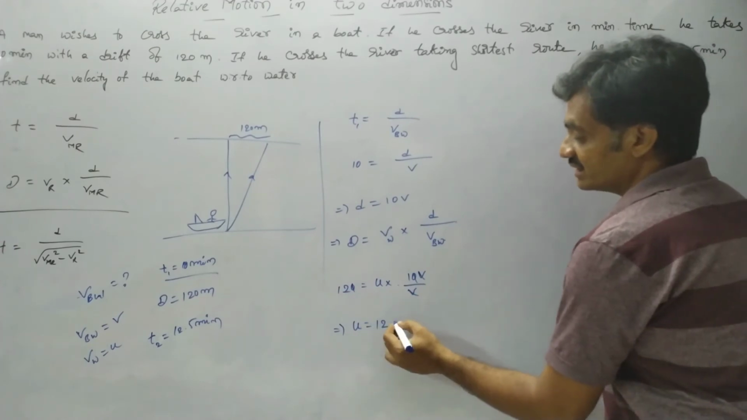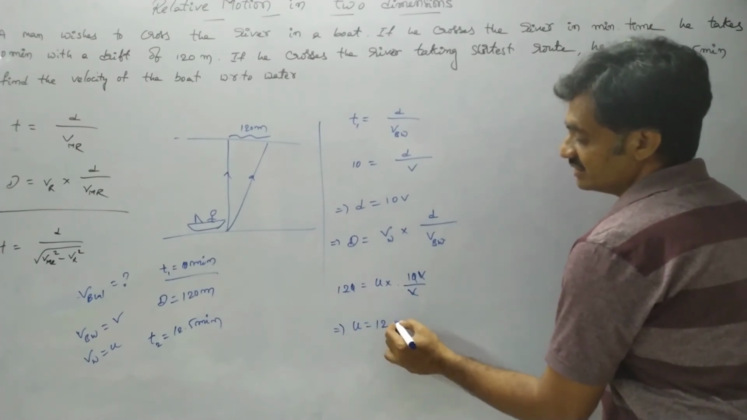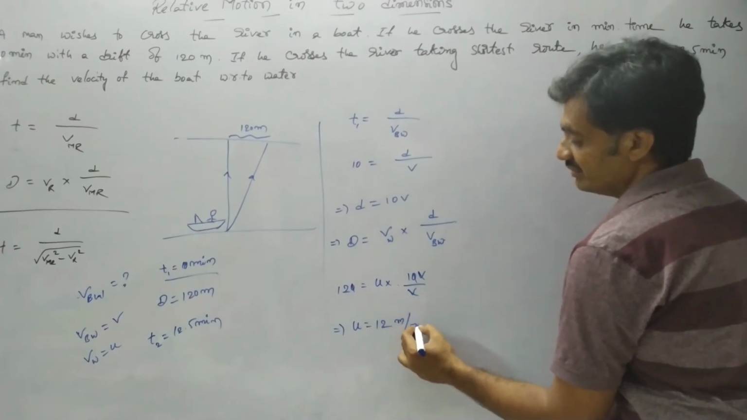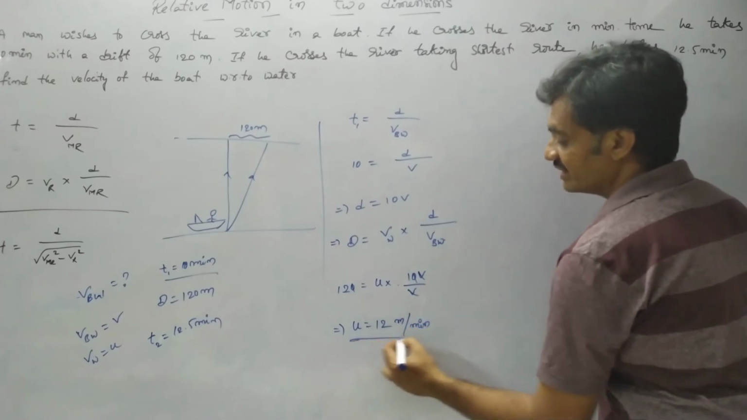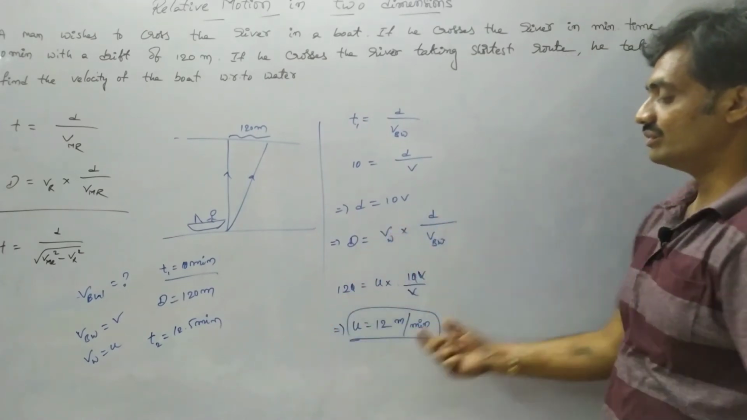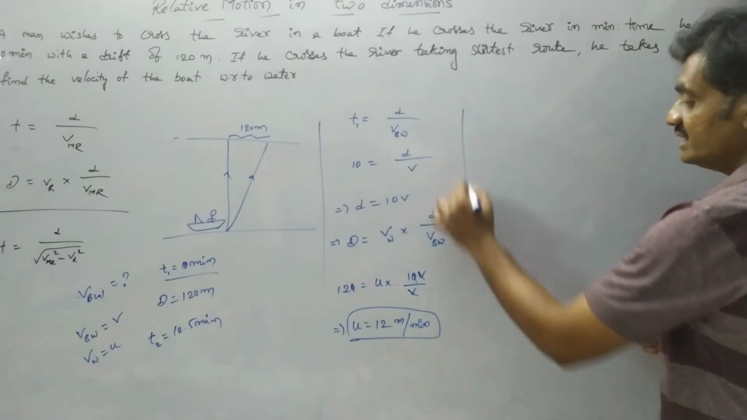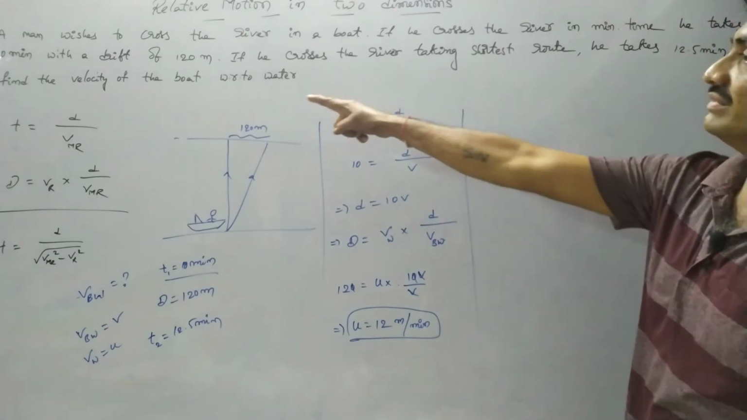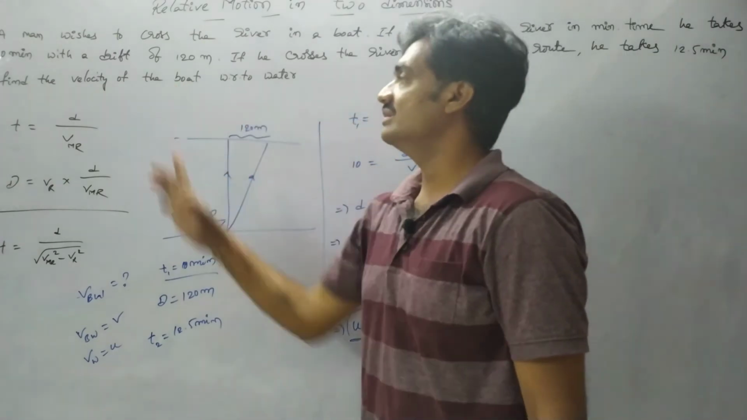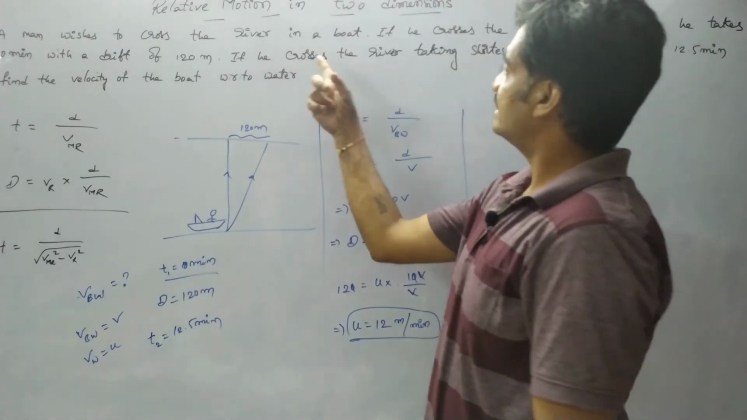So observe that here we got 12 meter per minute. In terms of minute, we have represented the velocity of the water. Now based on this, we have to represent the velocity of the boat with respect to water. For this we consider the second case.